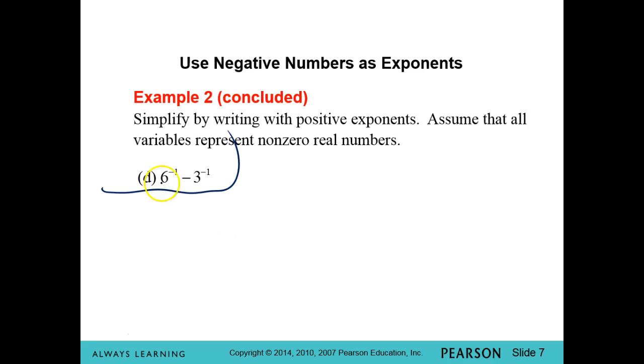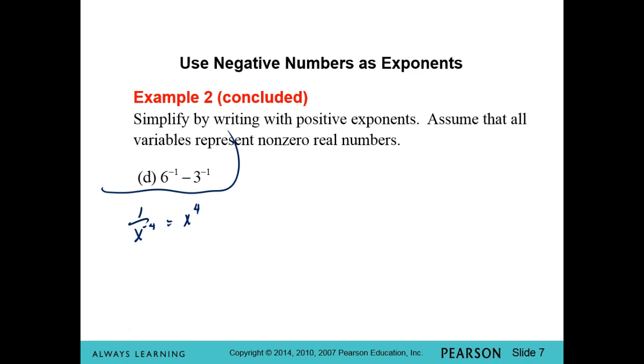1 over x to the minus 4. That one's pretty easy. What is it? X to the 4th. Exactly. Move it upstairs, lose the sign. Okay, good deal.